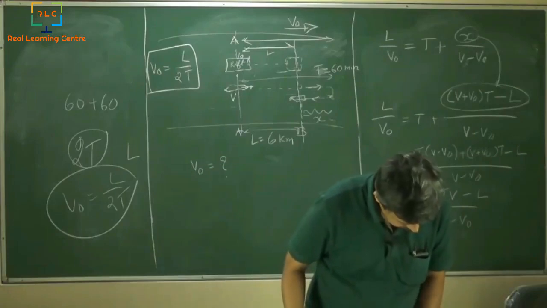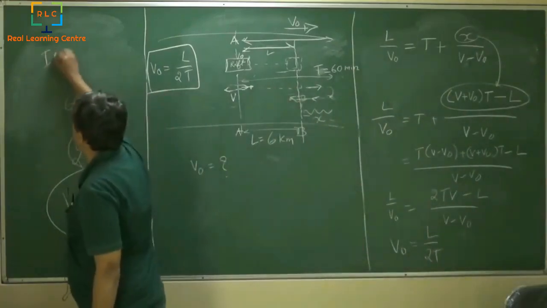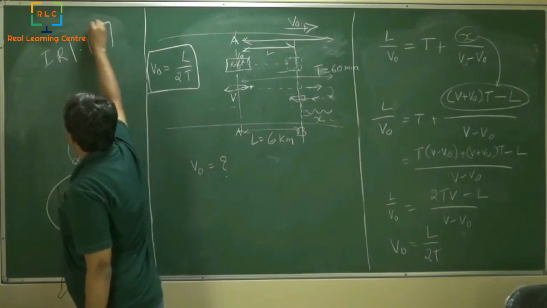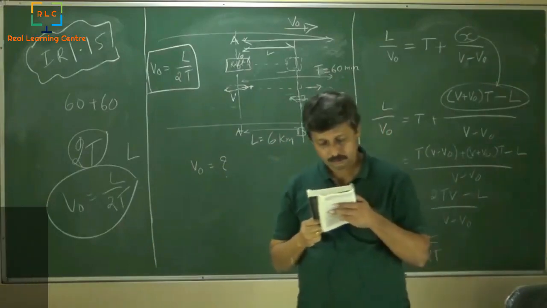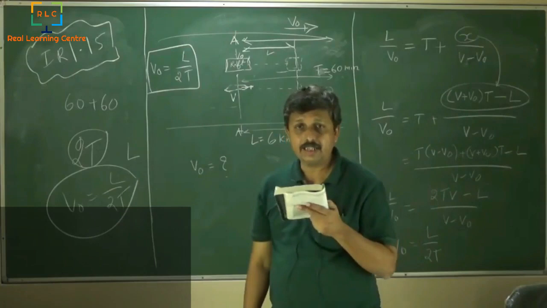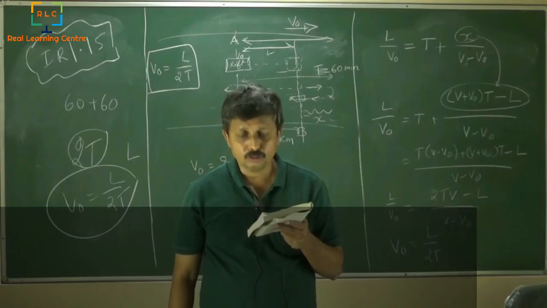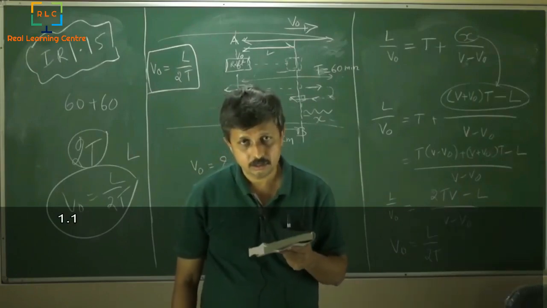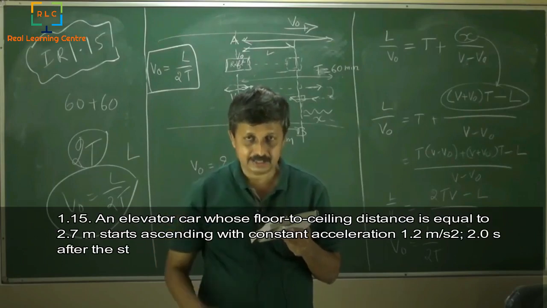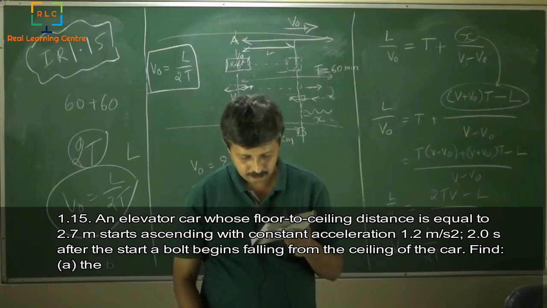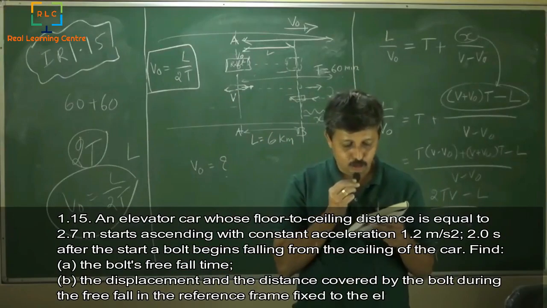Question number 1.15. An elevator car whose floor to ceiling distance is equal to 2.7 meters.